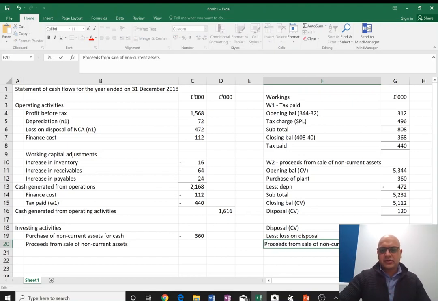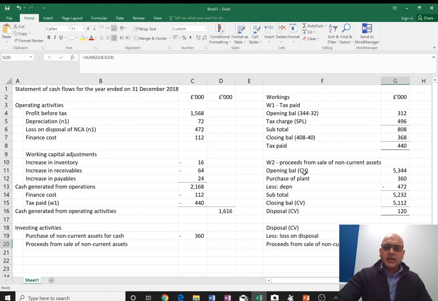Okay, let me go through this working one more time. We are looking for the disposal, and how much cash was received from the disposal. For that, we had the loss, but we needed to find the carrying value, so we can deduct the loss from it to find the cash.